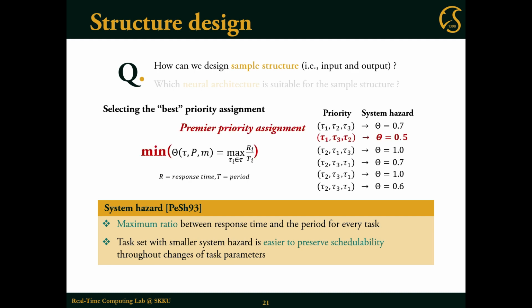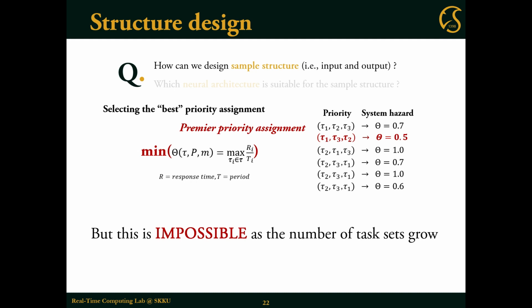From here, we will call this case where system hazard becomes the smallest while being no bigger than 1.0 premier priority assignment. If the system hazard were less than 1.0, we would know that this priority assignment was schedulable, and the lesser the value was, the better. Deriving premier priority assignment by calculating system hazard for every priority assignment, which will be n factorial, is impossible as the number of tasks grows.